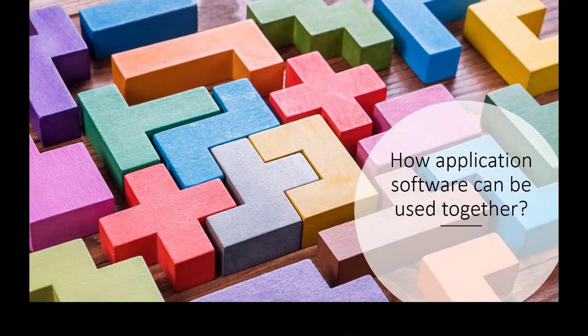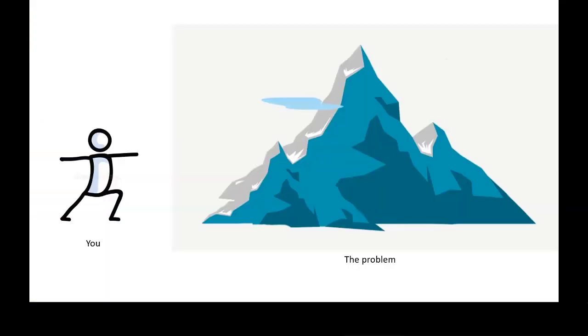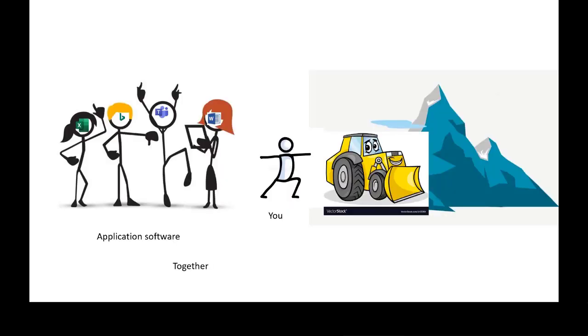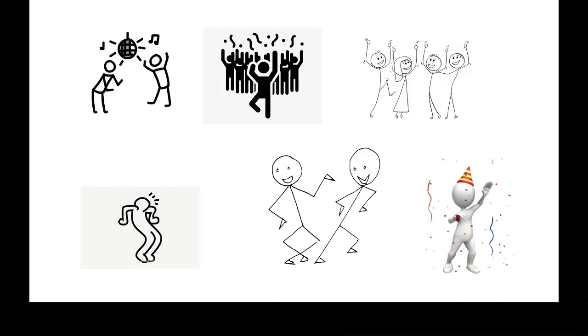Okay, story time. That's you, and that's your problem. Now you want to get to the other side of the mountain. What do you need? Well, you go to the application software. So you go to them, they come and help you, and together as one, you can go through the mountain. And the mountain's gone, everyone's happy. So everyone's sharing party time, you get through the mountain.